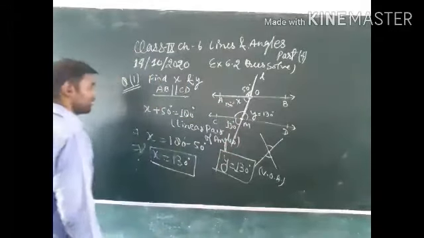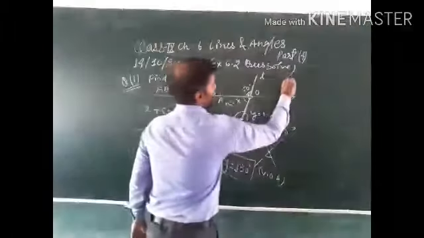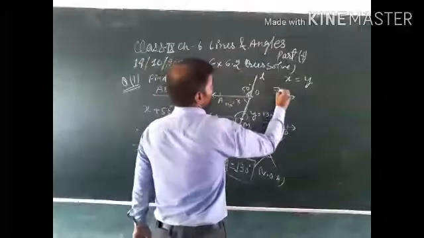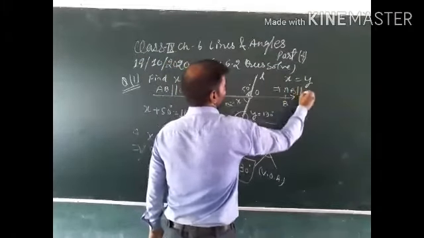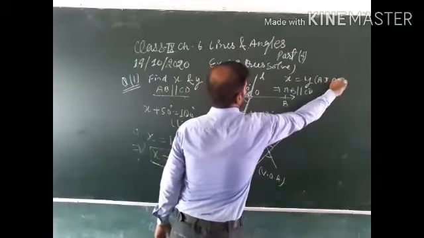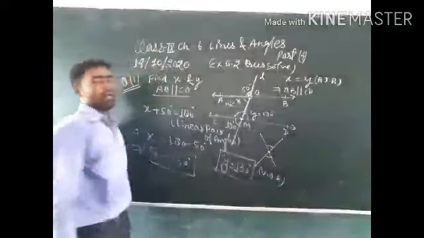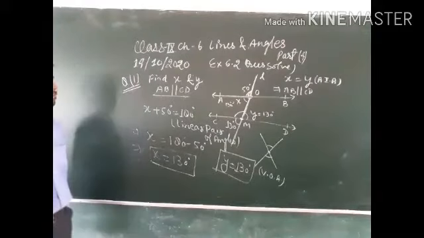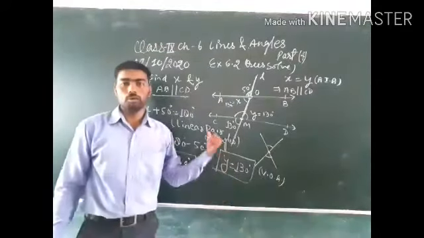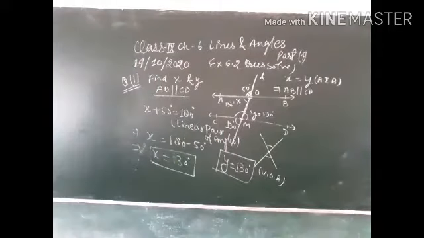You can write the reason: angle x is equal to angle y. It means AB is parallel to CD, since x is equal to y, alternate interior angles. So we can say AB is parallel to CD. So this is the complete explanation of question number 1. Further, please pause the video and note it down.